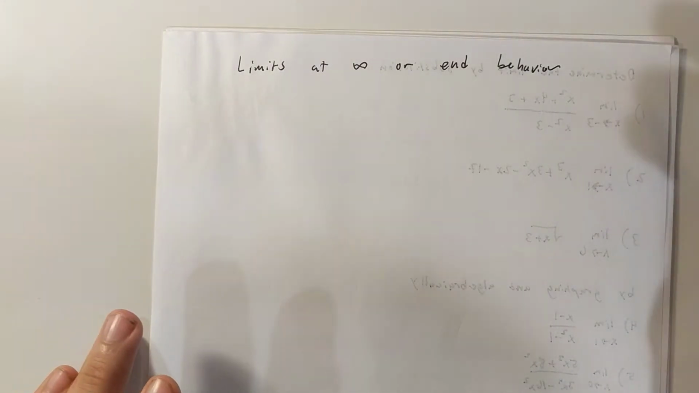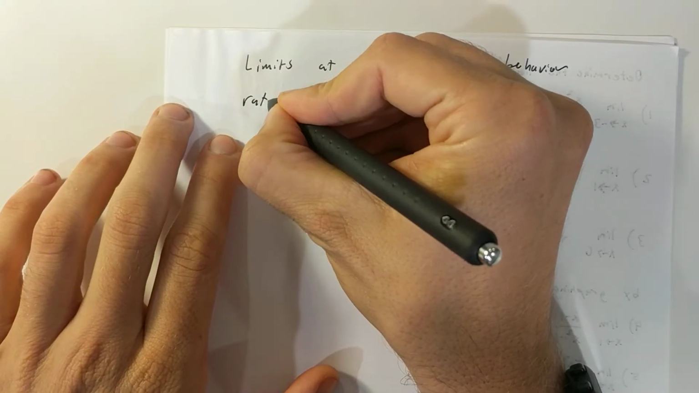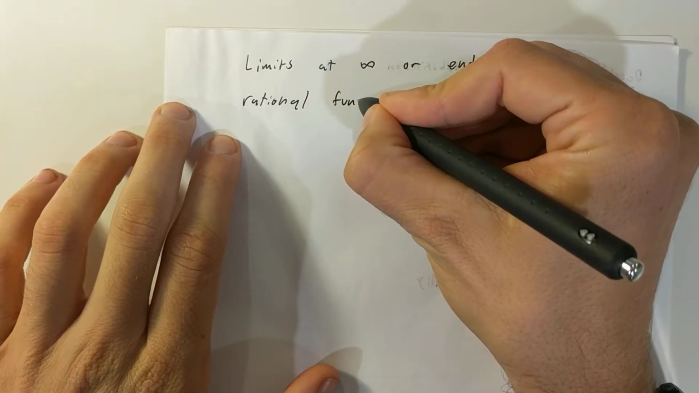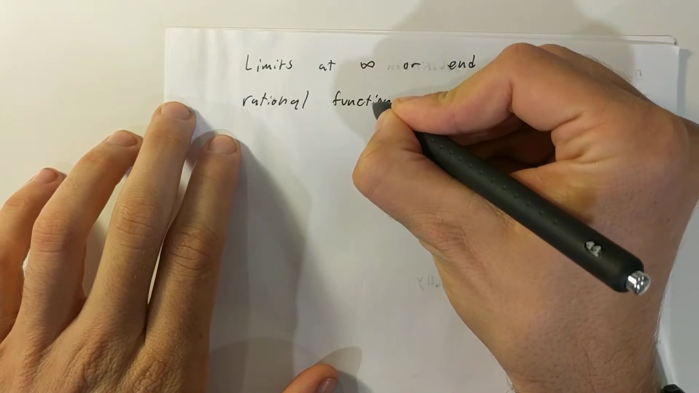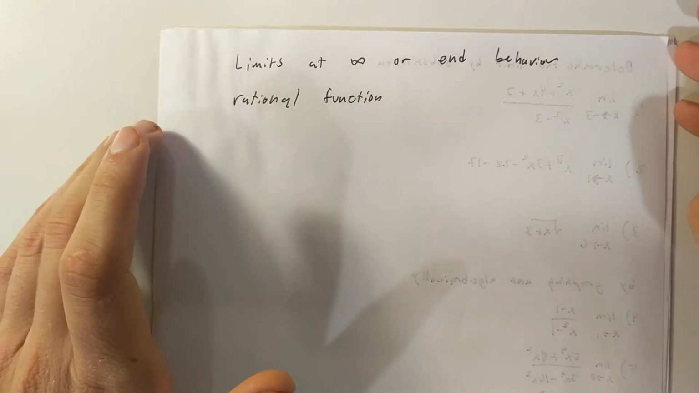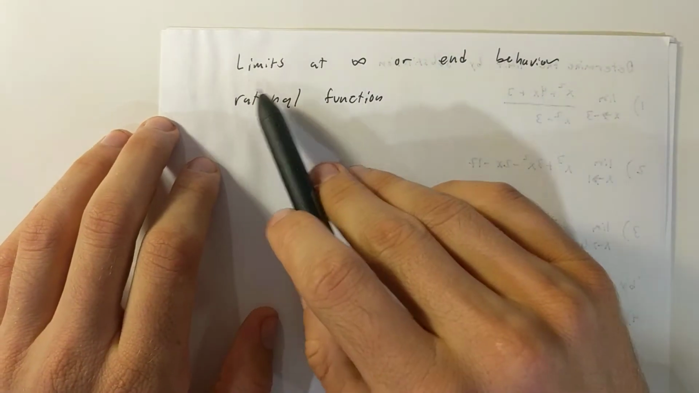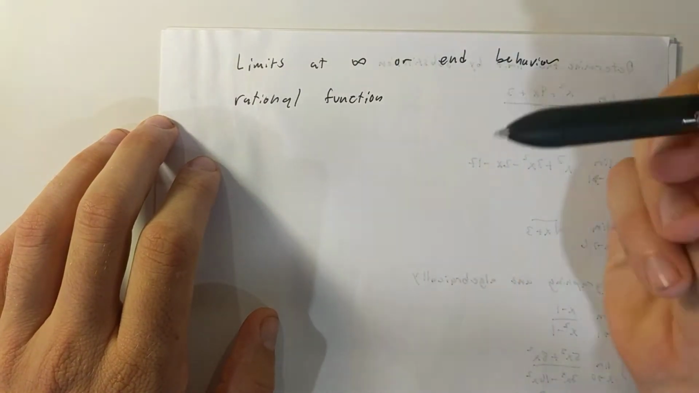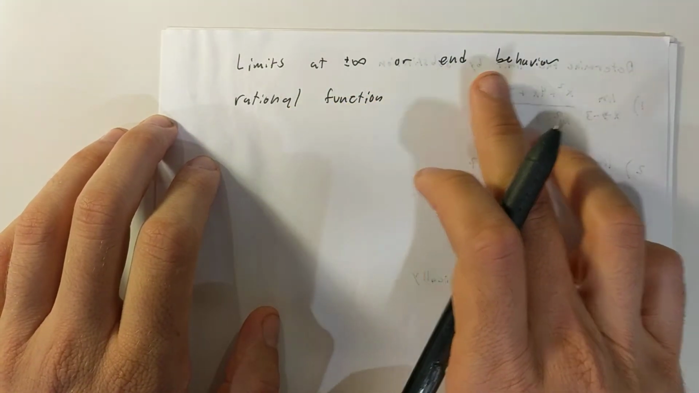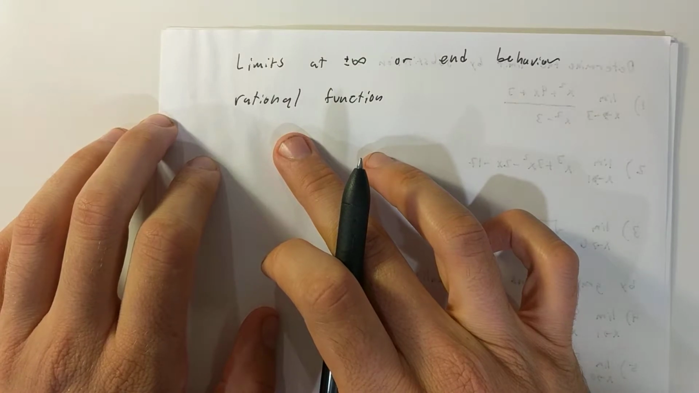So first off, I'm going to talk about two different things here, but we're going to start off with something that you talked about in pre-calculus, rational functions. This is actually a review lesson from pre-calculus on figuring out the limits going to infinity. Here, we'll put a little plus minus here. Limits going to infinity or end behavior using rational functions.